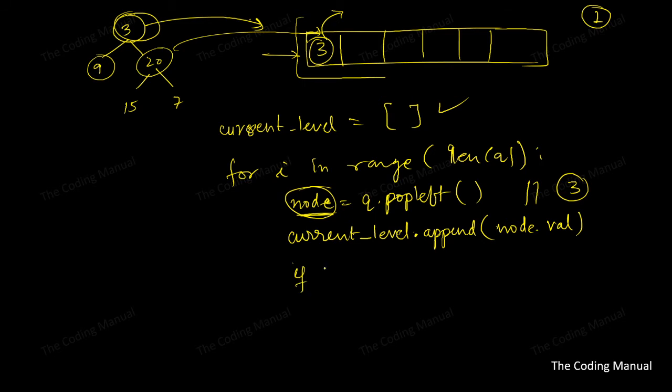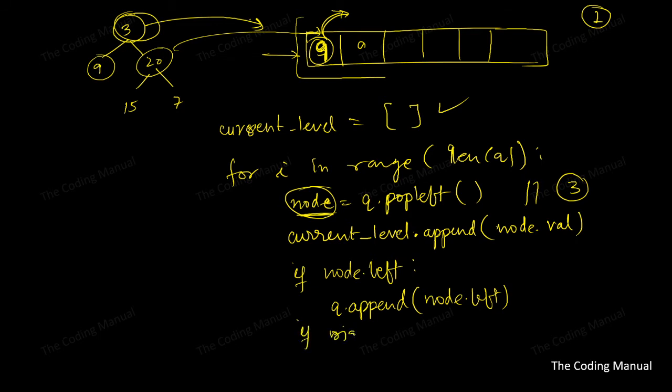So now check if node dot left is there, then what we need to do is append that to the queue. Queue dot append and node dot left. So 9 will come, this is popped out, so this is empty, so 9 will come here. Same thing for right: if node dot right, then q dot append node dot right, and here it will become 20.